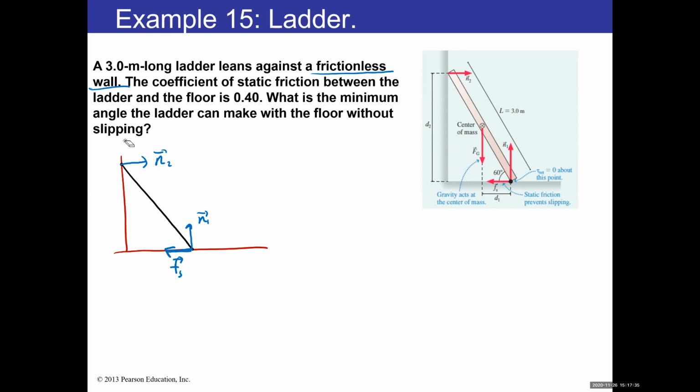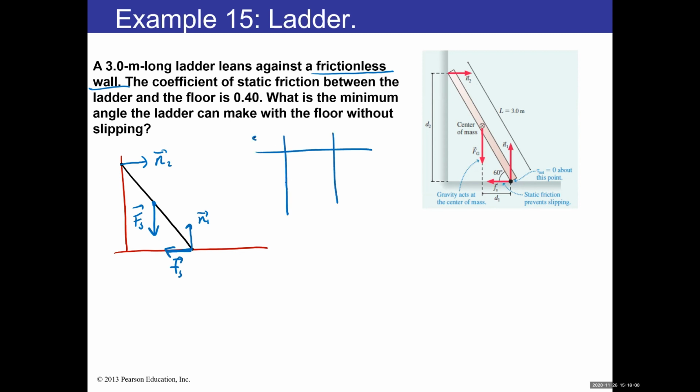But there's also another force, which is gravity acting on the ladder at the center of mass. You can see, and that's exactly halfway. So then we have this F of G, like this. Now those are the forces acting on our ladder, and the ladder obviously is the object of interest. So net force should be 0.